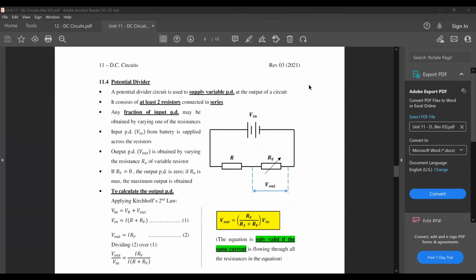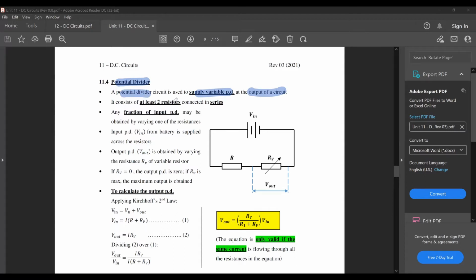A potential divider and potentiometer are the application parts of DC circuit. So this one also is important to know. Okay, so what we'll just tell you first is this. A potential divider is just used to supply variable PD at the output of a circuit. When you have a circuit and you want to get something like changing voltage out of it, you will use what we call a potential divider.